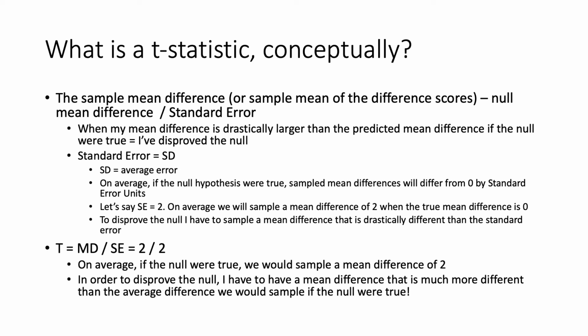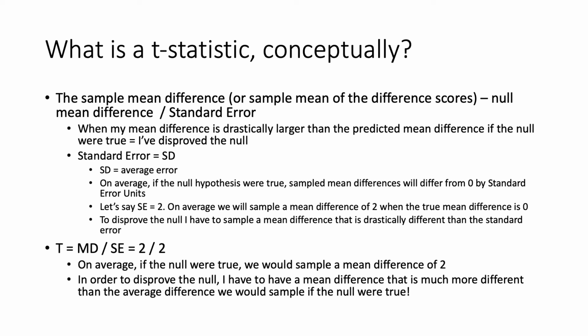So let's say our standard error was 2. On average, we will sample a mean difference of 2 when the true mean difference is 0 quite frequently. That's how you start to think about standard error. I want to compare my mean difference to the standard error, and I want my mean difference to be drastically different than standard error, because standard error is the average or expected mean difference that we are going to sample if the null hypothesis is true. On average, we have error in our sampling mean differences when the null hypothesis is true.